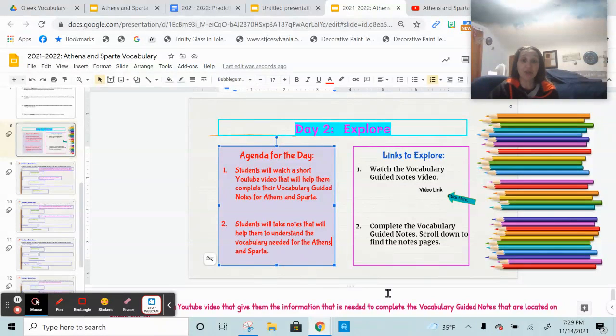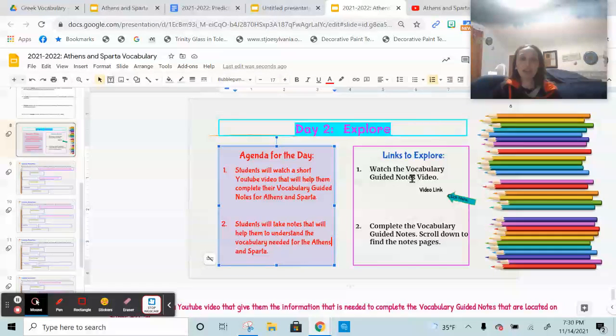So this is day 2 Explore. The agenda for the day is students will watch a short YouTube video, which I'm making right now, that will help them complete their guided notes for Athens and Sparta. Students will take notes that will help them to understand the vocabulary needed for Athens and Sparta.